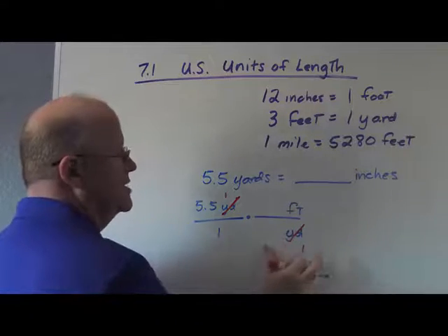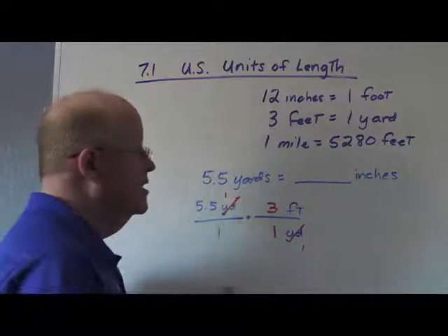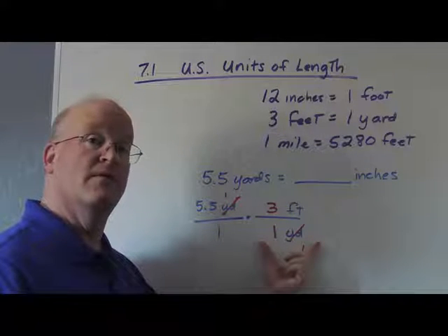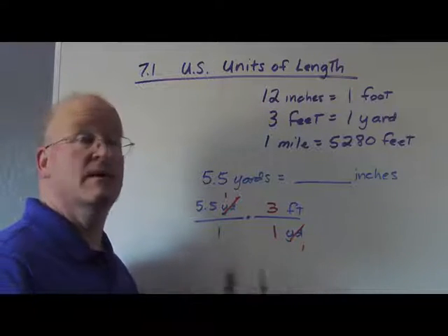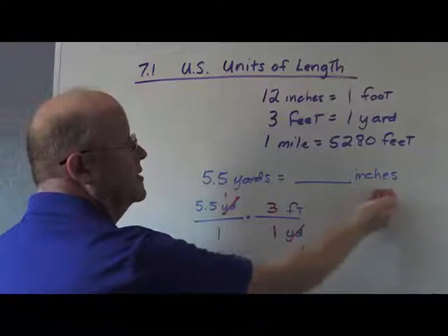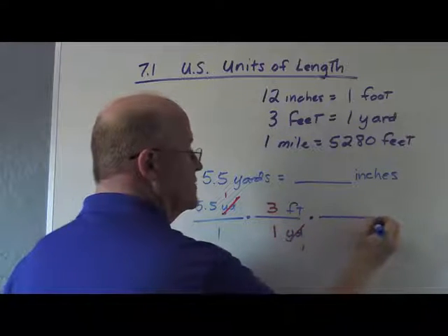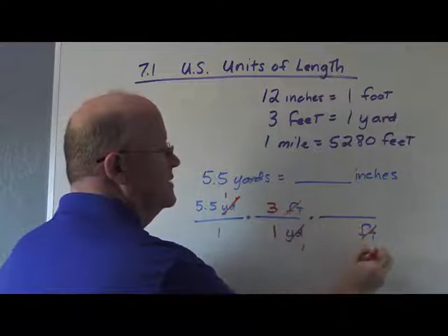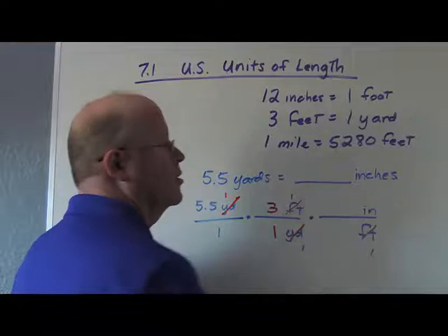Now, this fraction needs to equal 1, and 3 feet is the same as 1 yard. So essentially, this fraction is equal to 1, and whenever you multiply by 1, the value of what you get as a product is going to be the same or equivalent to what you began with. Now what we're going to have is 5.5 times 3 feet, but we need to convert this into inches. So I'm going to multiply by another conversion fraction, which will allow us to cancel out the units of feet and convert that into the inches that we are looking for.